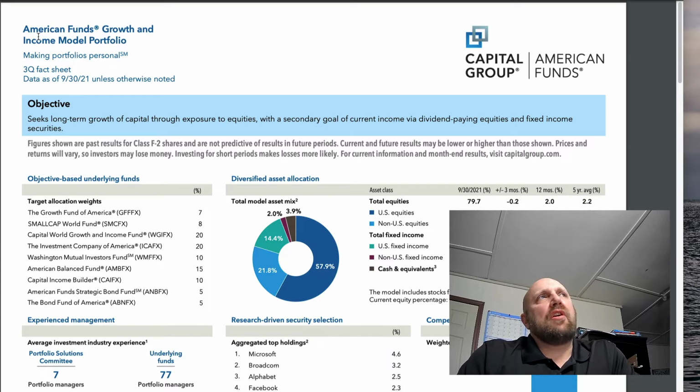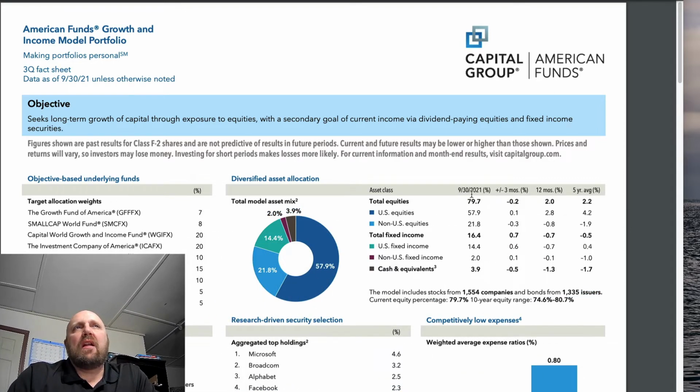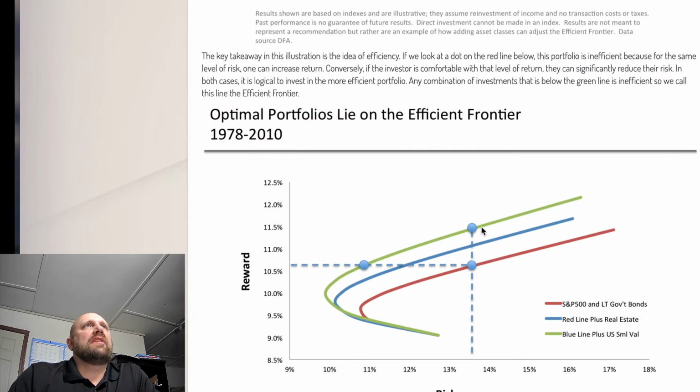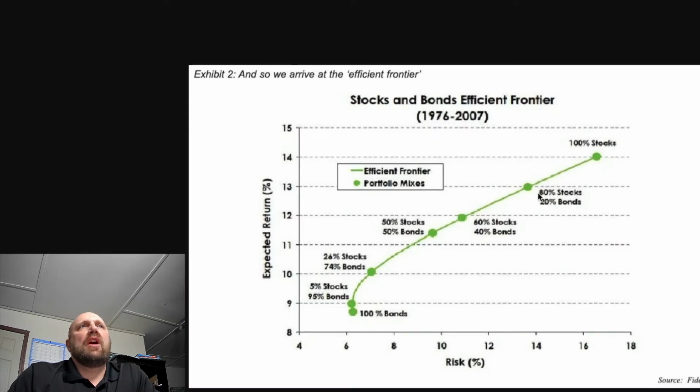So this model is called the American Funds Growth and Income Model Portfolio. It's got a whole bunch of their funds, but if you look right over here, we've got about 80% equities, 58% of that is U.S. equities, 21% is non-U.S. equities, and then fixed income is about 16%. And cash is 4%. So I'm going to call this an 80-20 portfolio, 80% stocks, 20% bonds. So if we go back and look on this graph, it's up here on the risk side, not 100% stocks, but pretty much a growth-oriented portfolio.